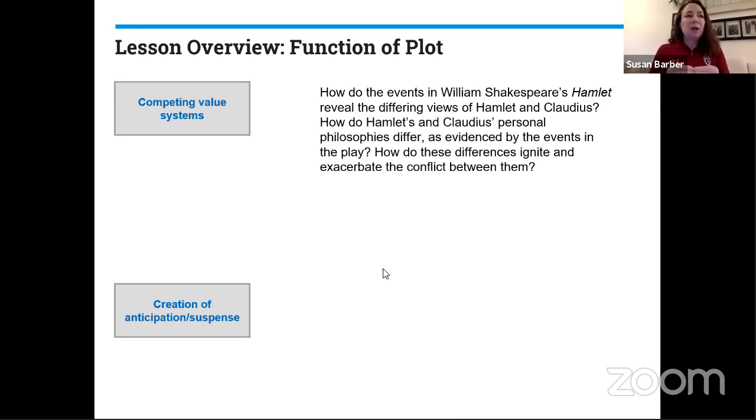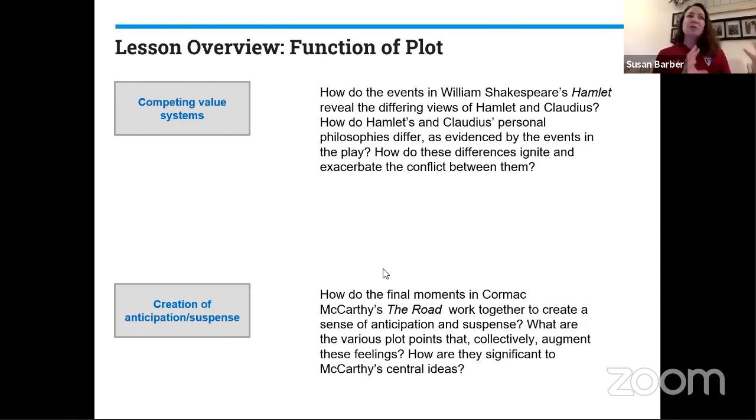So the plot actually helps move character development forward. It's more than just an event happening. It's to showcase other things. So that's one way, and that's probably the easier way to think about plot. Today, we're going to think about how does plot create anticipation and build suspense in a novel, and then what does that accomplish in terms of us thinking of a novel in broader context.